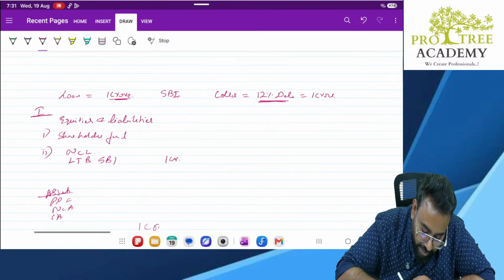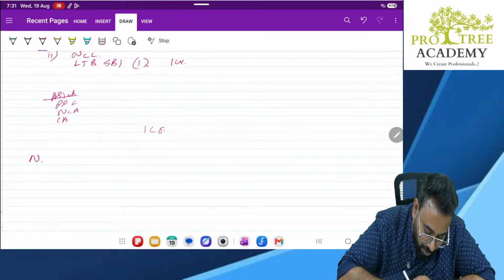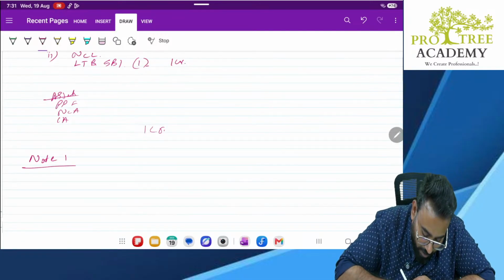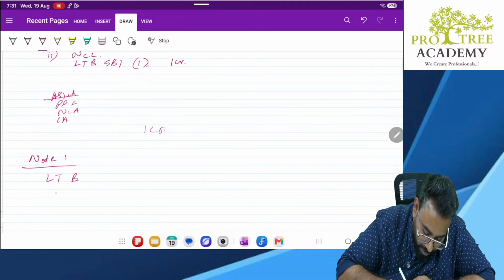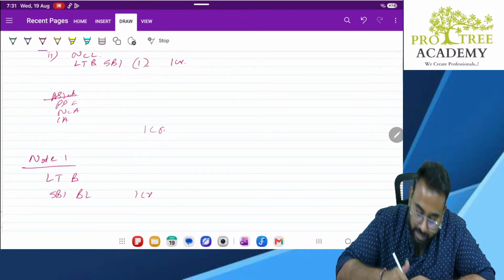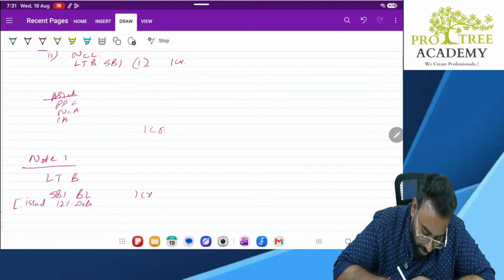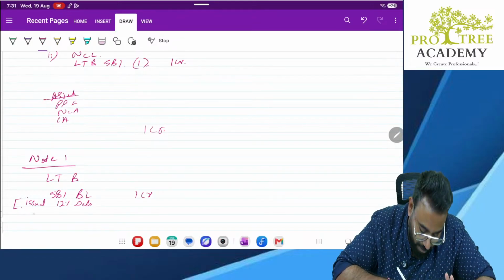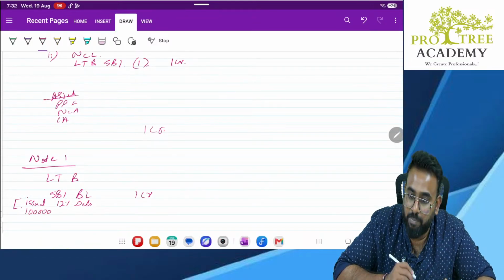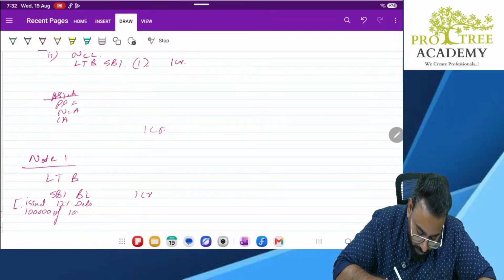So what do we do in that case, sir? For long-term borrowings we write note number 1. In the note, under long-term borrowings, we show SBI business loan 1 crore. We don't stop there. In brackets I write: issued 12% debentures, so many numbers, whatever it is. Say for example, 1 lakh debentures of 100 each, as a collateral.